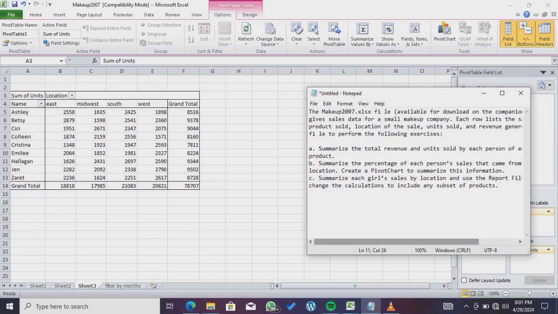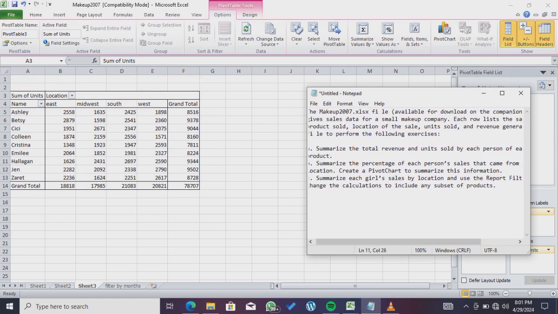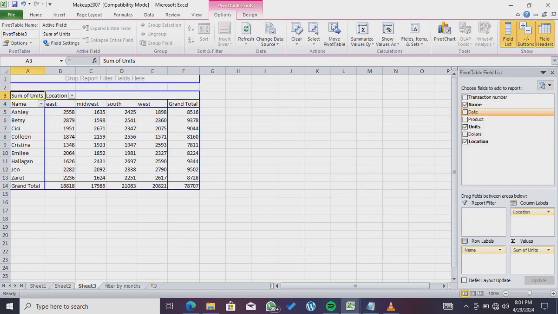There's a confusing part here where they said use the report filter to change the calculations to include any subset of the product. That is this part. This one's very easy. Don't need to think about it too much. Just drag this product to the report filter. You see report filter here. What the report filter does is that you can easily change the view.